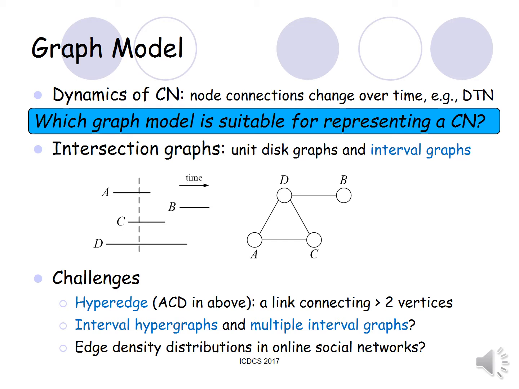In the above example, A, C, D are connected at a particular time instant. So we can use one edge to represent the connection among A, C, D. In this way, we can create a special type of hypergraph called interval hypergraph. And in social online networks, a person can be online multiple times. So we can have a multiple interval graph.